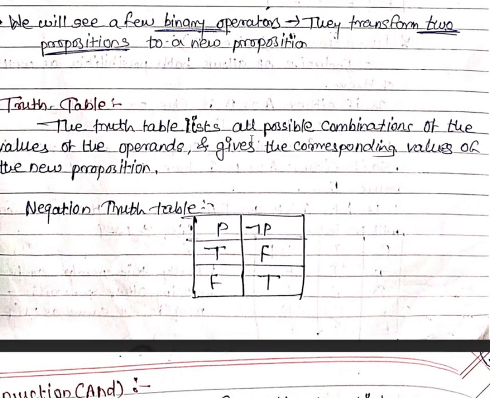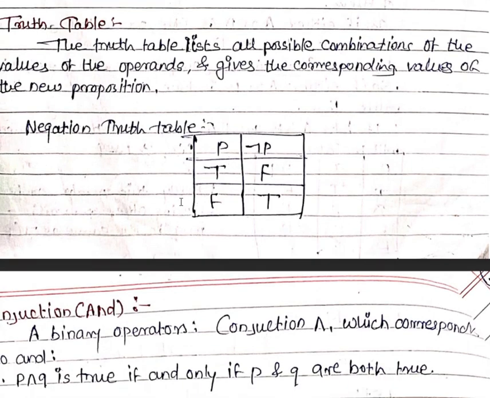The next point is the truth table. A truth table is a list of all possible combinations of the values of the operands and gives the corresponding values of the new proposition. For example, this is the truth table of negation. If the statement P is true, then its negation will be false. Similarly, if the statement P is false, then its negation will be true. The original statement gets reversed in negation.